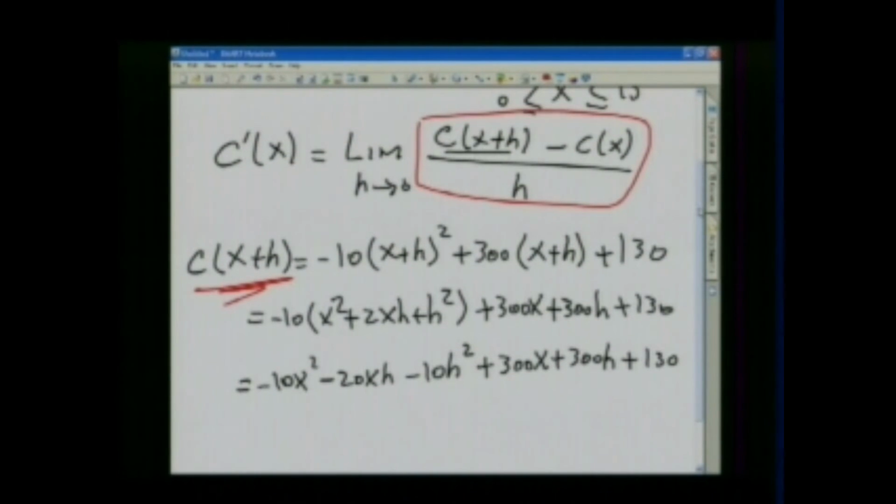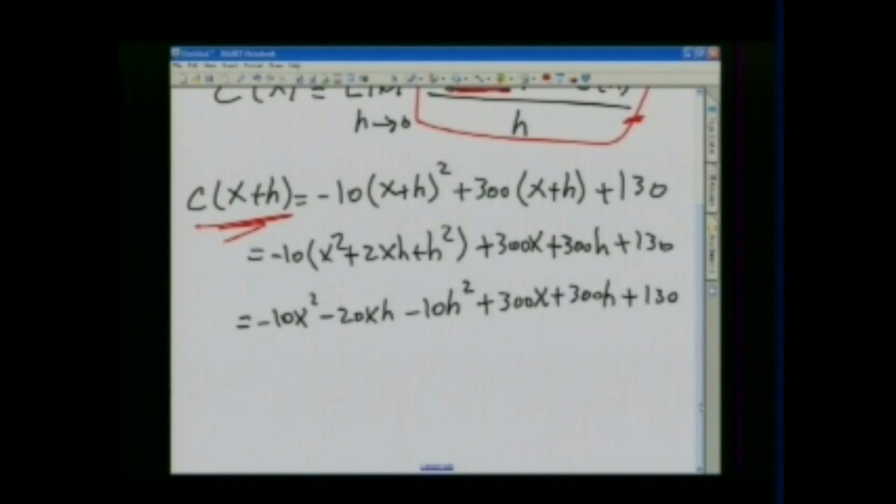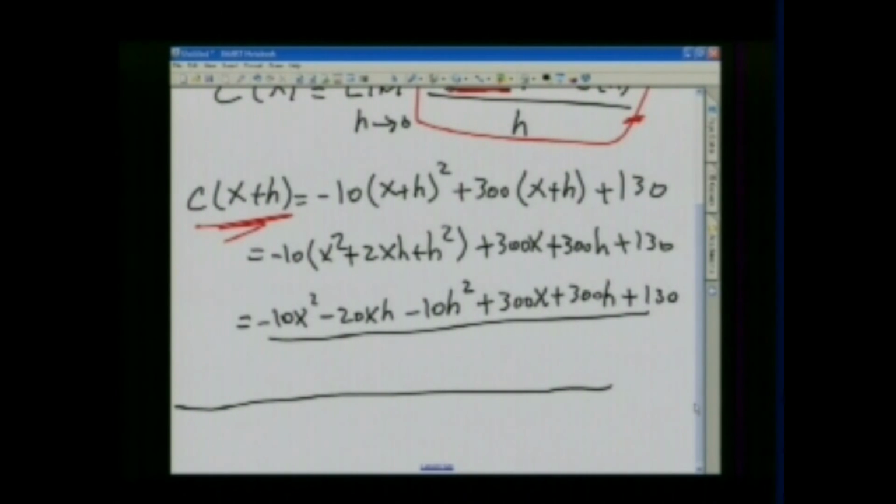In the formula, it says C of x plus h minus C of x. Again, C of x is the function itself. This is C of x. So I'm going to put them in this quotient here and replace everything. This whole thing is C of x plus h, so I'm going to rewrite this over a division line: minus 10x squared minus 20xh minus 10h squared plus 300x plus 300h plus 130.